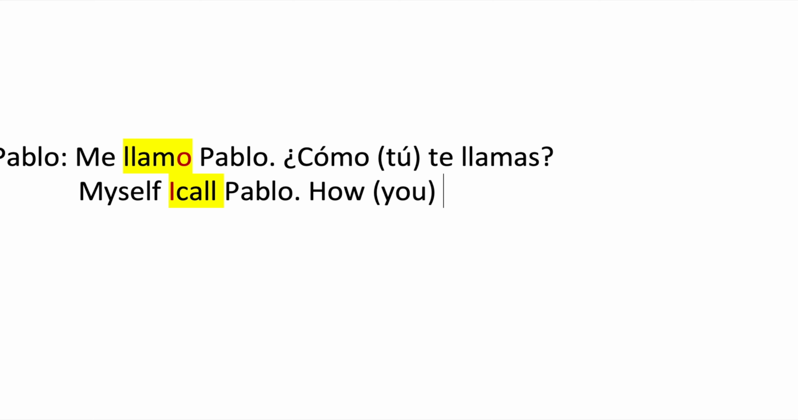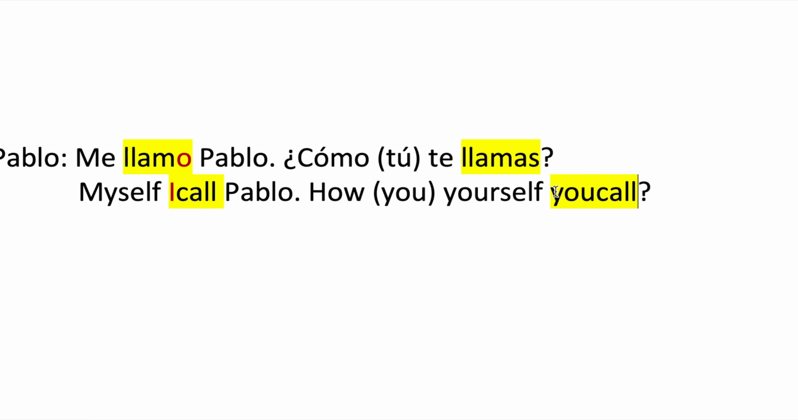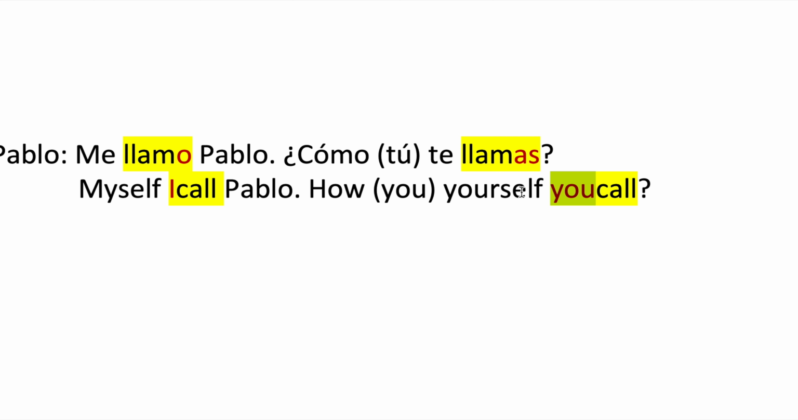Tú is the personal pronoun of you. And te llamas: te was yourself, and llamas was the conjugated form of llamar. It means you call. The ending as indicates that it's the verb call in the you form. This is why you can omit the tú.